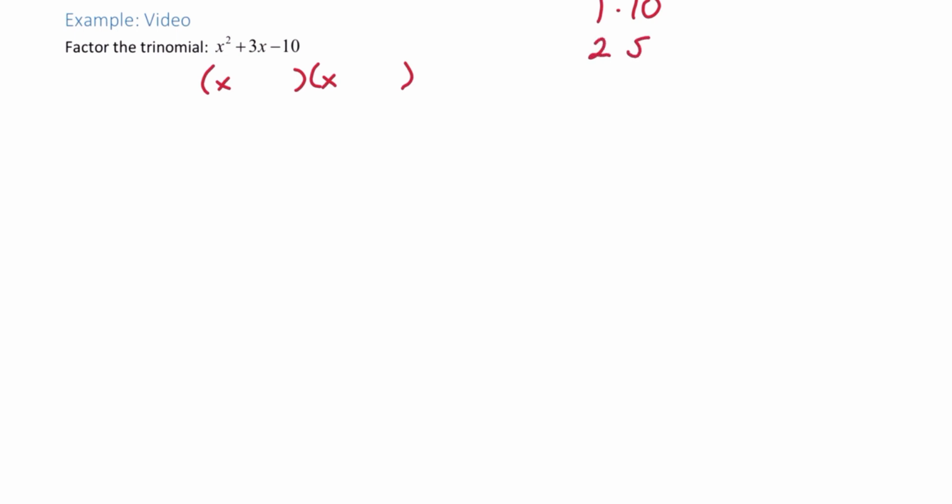Those multiply to 10, but you need the product to be negative. So that means one of the numbers has to be negative, and they have to add up to a positive 3. That means the bigger number has to be the positive. So -2 and 5. The -2 and the 5 multiply to -10 and add to positive 3. So in the parentheses, we have -2 and 5.